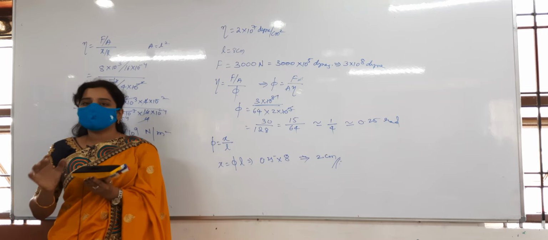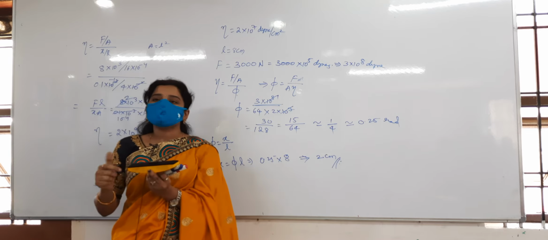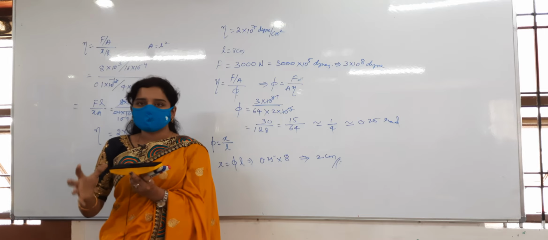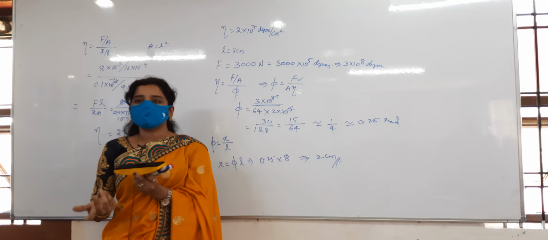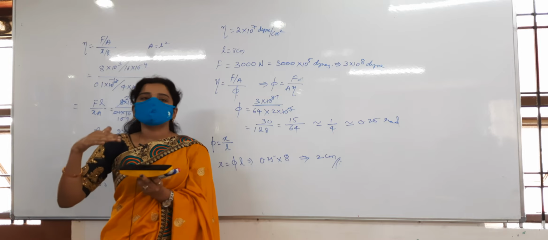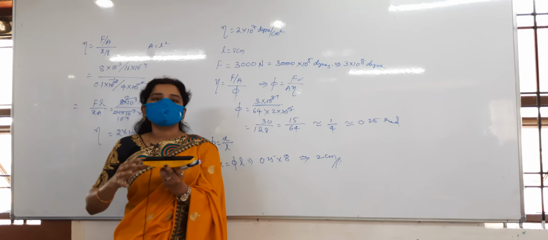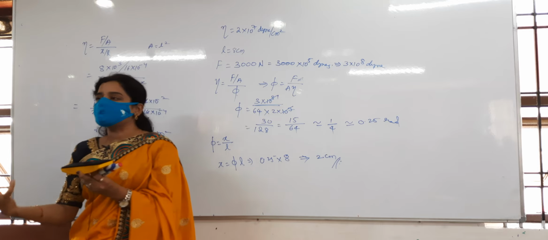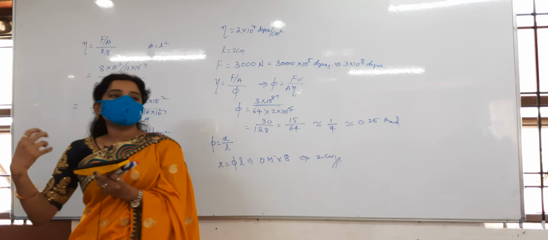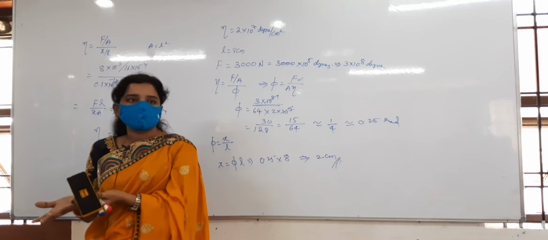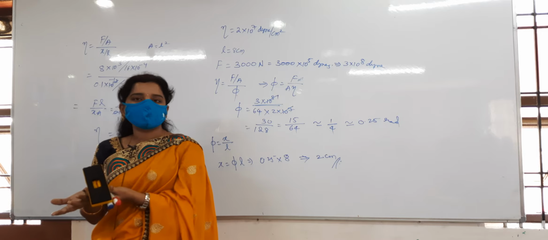Then you have to apply a force. That force is equal to how much? Nothing but the 300 kg weight. How much weight does the 300 kg block have? 3000 newtons. That will be equal to the applied force. They are applying a tangential force. That force is equal to the weight of a 300 kg mass. The weight of a 300 kg mass is how much? 3000 newtons only, obviously. 300 into 10, we will take mg. Weight is nothing but mg.